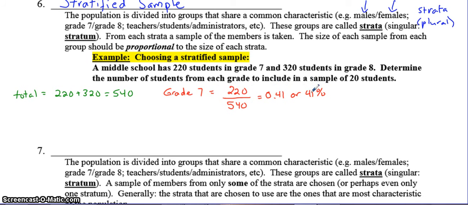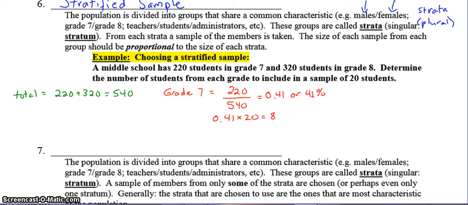So then what you do is you take that 41% and find 41% of the sample. So there's 20 students in the sample, so you take 41% of the sample size, and that works out to approximately 8.2, but you can round it to 8.